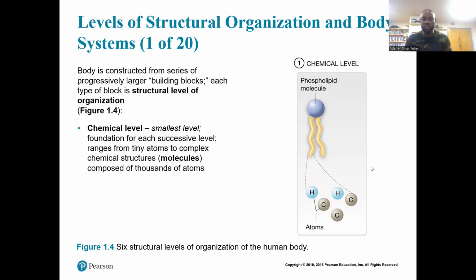The first level that we look at is the chemical level, right? So the different atoms that make up the different parts of our body. We see carbon, hydrogen, oxygen. Everybody knows H2O, water, two hydrogen atoms bound to one oxygen atom, H2O, makes up our bodies.